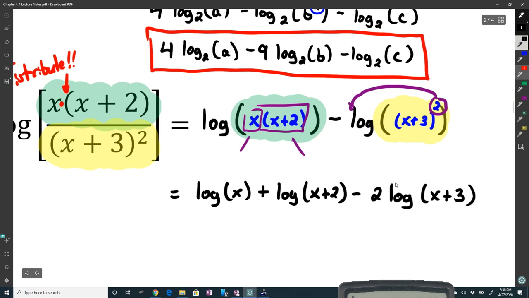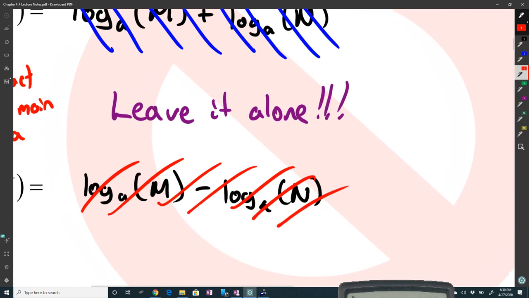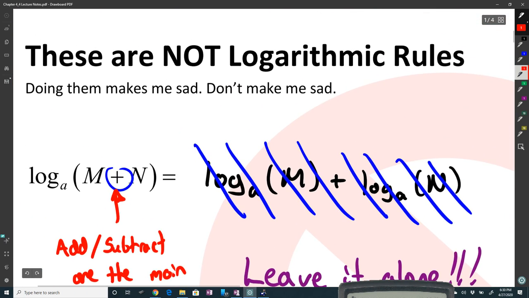Okay? And so this is where I tell you to stop. Because what's the main idea? The main idea is now addition. If the main idea is addition, you can't do anything. Remember in the very beginning? If the main idea is addition, you cannot split it up into 2 separate logs. You're done. Just walk away.